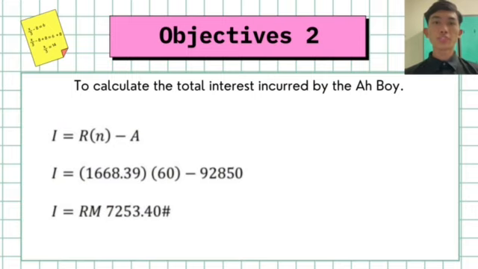Objective 2. To calculate the total interest incurred by Ah Boy. To find total interest incurred by Ah Boy, we must use the formula capital I equal to capital R multiplied by (N minus A). From the formula, we can get capital I equal to 1,668.39 multiplied by (60 minus 92,850). We can get the total interest incurred, capital I, by Ah Boy is 7,253 ringgit and 40 cents.